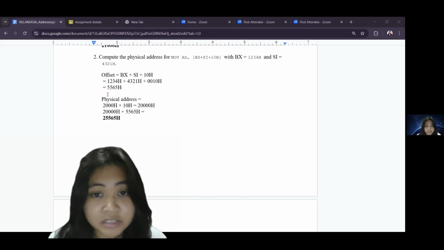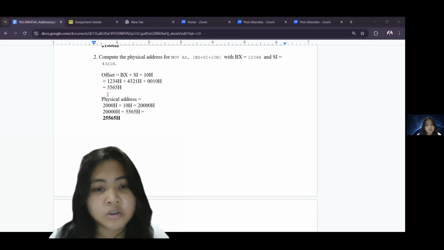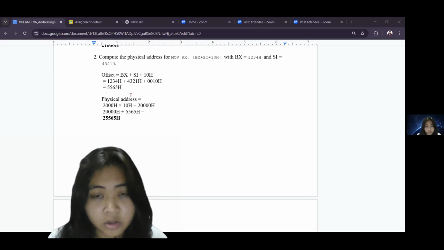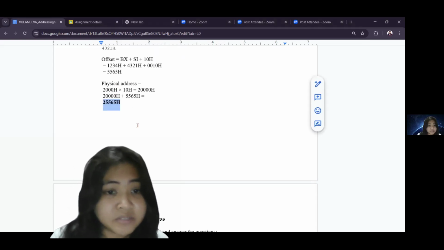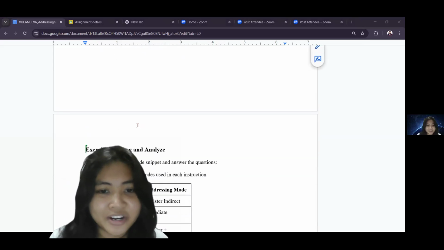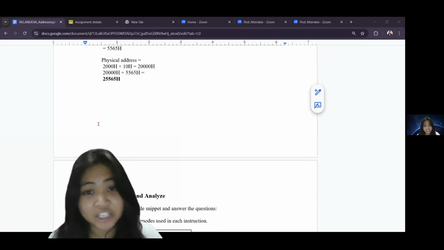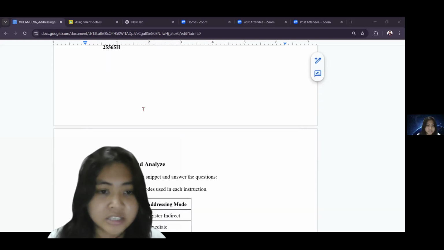So now calculate the physical address. Segment times 10. 2000H times 10H equals 20,000, right? So 20,000 plus 5565H equals 25565H. So the final answer for this is 25565H. And that's it for exercise 3. So remember the formula, segment times 10H plus offset. That's how you calculate physical address in 8086.